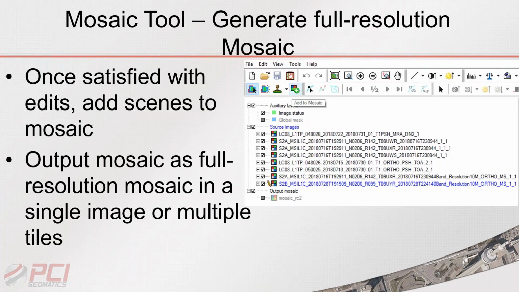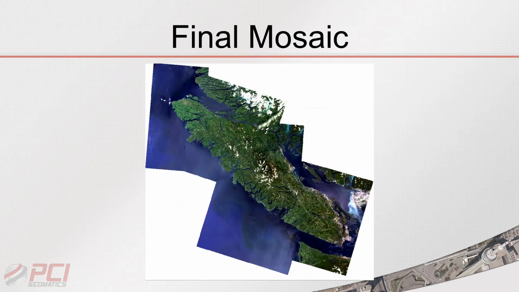Once we're satisfied with the edits we've made, we can then add all the scenes to the mosaic and then output it as a full resolution mosaic, either as a single image or multiple tiles. And once we have our final mosaic, for this process, I only created a single item, not tiles. We can then perform some post-processing.